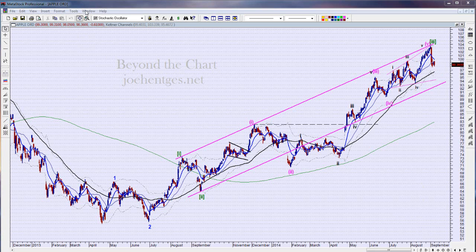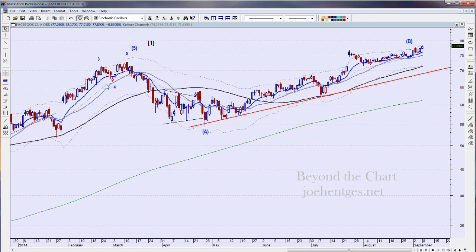Let's move on to Facebook. Now, Facebook's interesting. It's been continuing to push to the high side. And again, the last time we did this was on the 26th. So where was the 26th? Back in here. I think this was the last date I had on the chart at the time. And I had this B over here. Thought maybe this was the high for B.